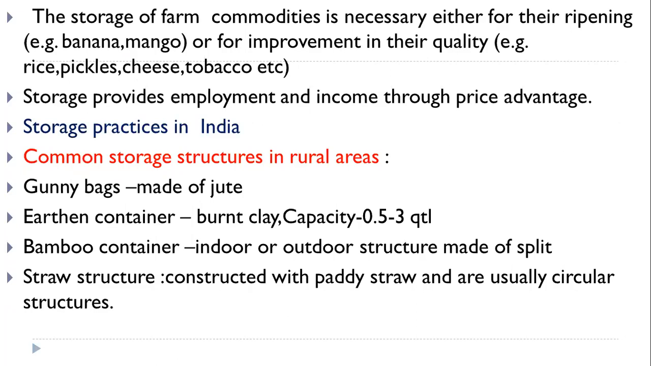In that, first one, gunny bags. You already know about it. It is made up of jute. Now some earthen containers are there, made up of burnt clay, and the capacity of that container is 0.5 to 3 quintal for storage. Some bamboo containers are there, indoor or outdoor structures made of split bamboo. Straw structures are there, constructed with paddy straw and are usually circular structures.